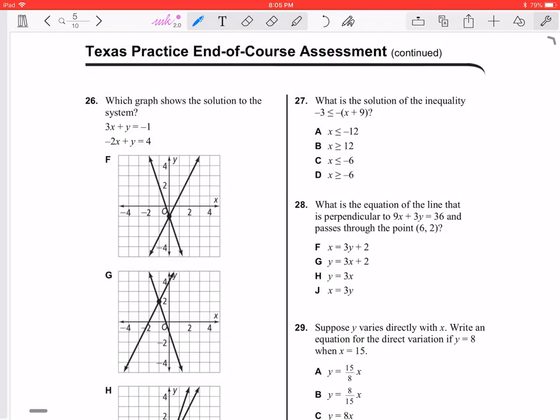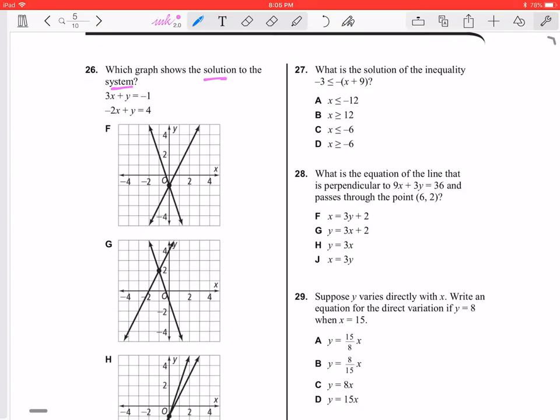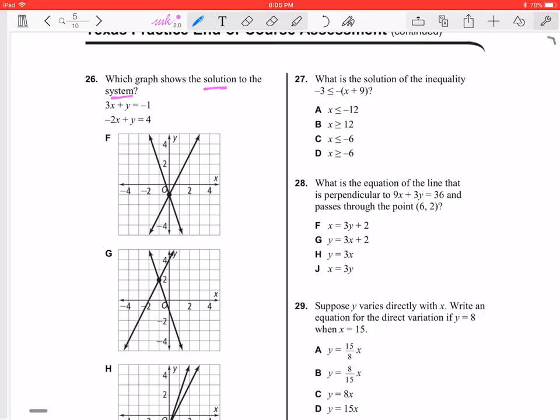So it says here, which graph shows the solution to the system? We have 3x plus y is equal to negative 1, and negative 2x plus y is equal to 4. We could do this a couple ways. We could put them both in slope-intercept form, or we could eliminate. I'm going to go ahead and put them both in slope-intercept form, okay?